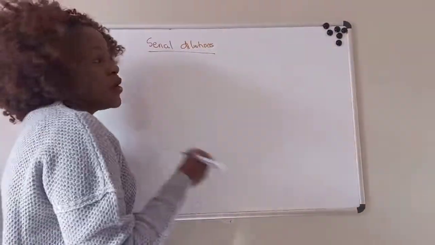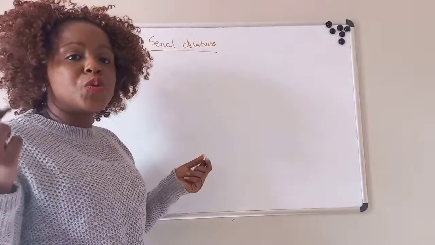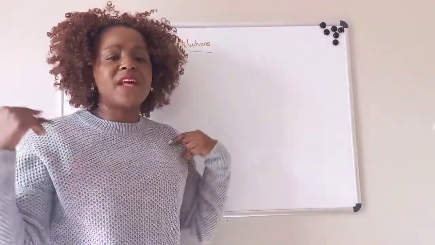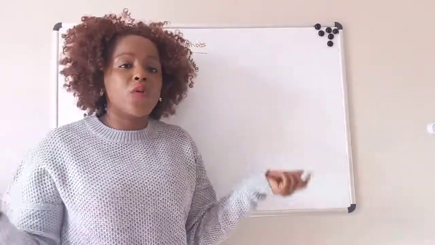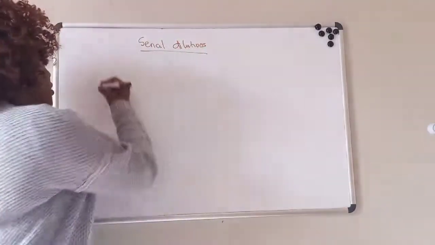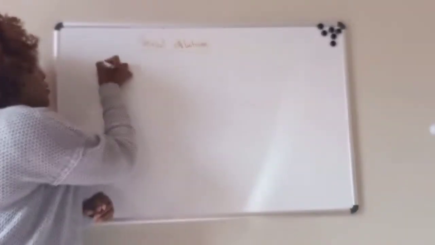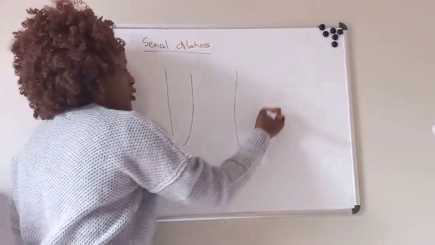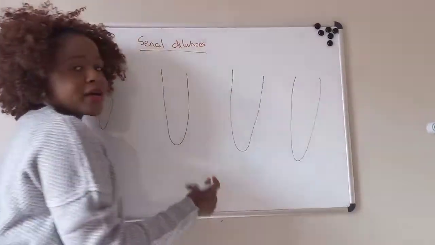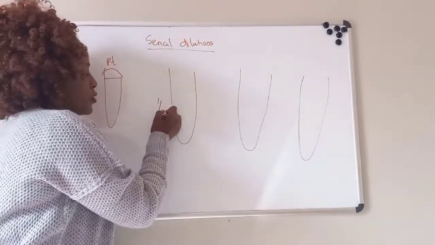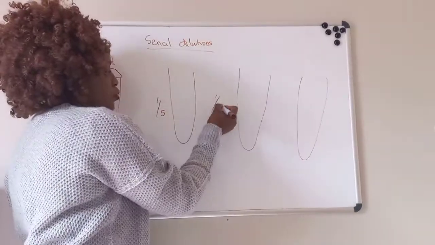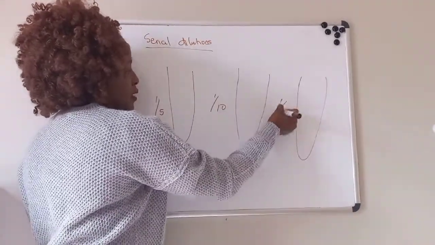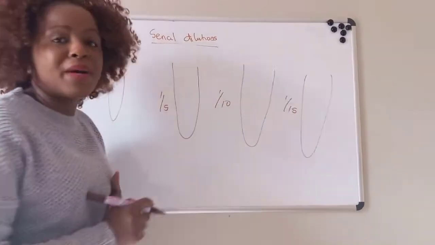So let's do an example so that I can show you what I mean by that. So let's say you need to do a 1 in 5 dilution, a 1 in 10, and a 1 in 15 dilution. So this is your patient. Then you will have tube number 1, tube number 2, and tube number 3. On tube number 1, you need to do a 1 in 5. On tube number 2 is a 1 in 10, and then a 1 in 15 on tube number 3.